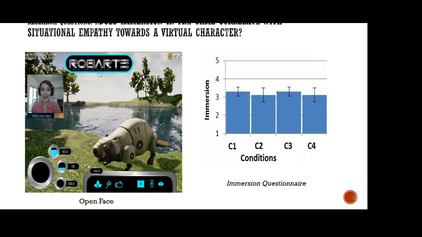This shows our experiment's one question. The first is: does immersion in the game correlate with situational empathy through a virtual character? In this case, we have the game. The name is Robarte. Here is the participant. We have a webcam, and we look at the facial expression and the animal we play in the game. And at one moment, we analyze whether the situational empathy shown by the participant's facial expression correlates with or has a relationship to immersion in the participant after the game.